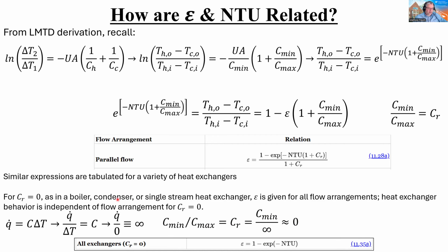So you can logically step your way through real situations where CR is zero: boilers, condensers, evaporators, single stream heat exchangers. And so you get this really simple expression, and this expression is true regardless of what type of heat exchanger, what configuration of heat exchanger you're talking about, provided one of the two streams is constant temperature.